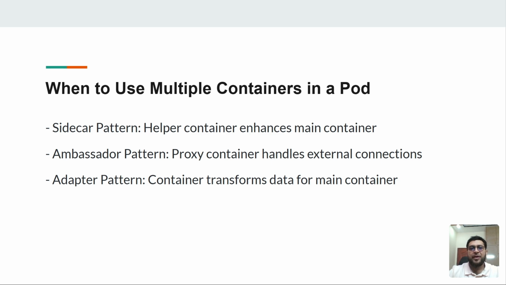So why do we use multiple containers in a pod? One is the sidecar pattern, where a container helps enhance the main container, and we will see this in action. For example, if one container logs information, error messages or other information for the main container, in this case we implement the sidecar pattern. The other one is the ambassador pattern, used for a proxy container that handles external connections. And the third one is the adapter container, which transfers data from the main container to another container. So these are three patterns we can use in Kubernetes.